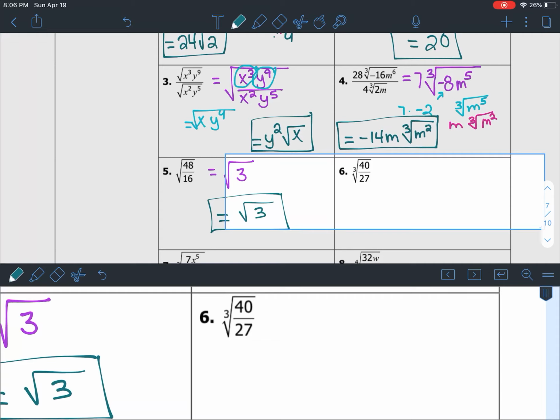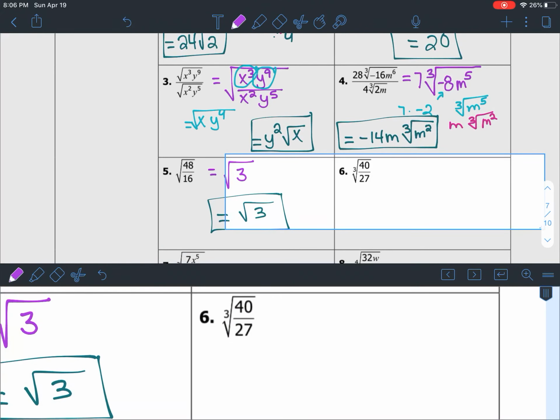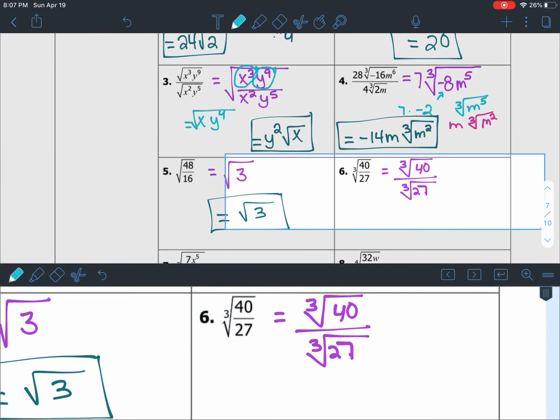And then I'm going to look at this guy, and I'm going to say, what is the cubic root of 40 over 27? So this one, I'm actually going to kind of break it apart a little bit to think about it, because 40 and 27, they don't have anything in common, right? So I'm going to break this apart, and I'm going to do the cubic root of 40 and the cubic root of 27. So we already know what the cubic root of 27 is, because we've done that before. This is just 3.